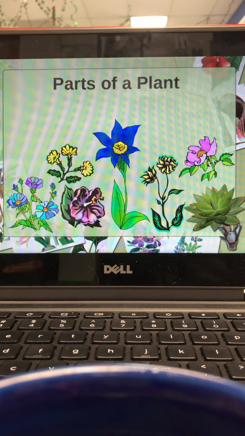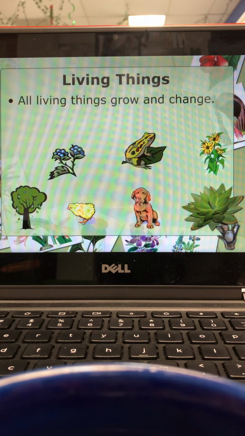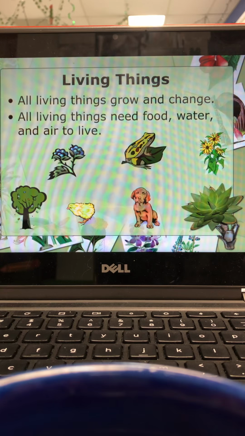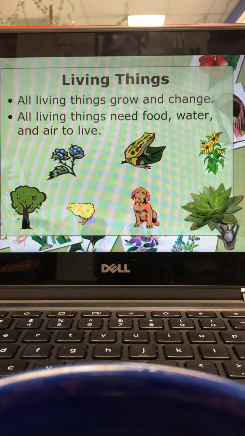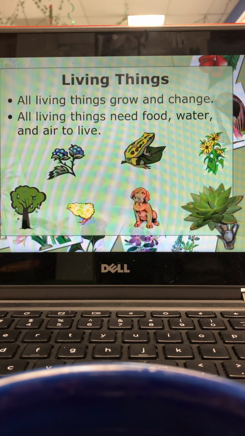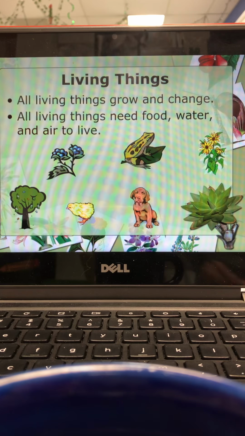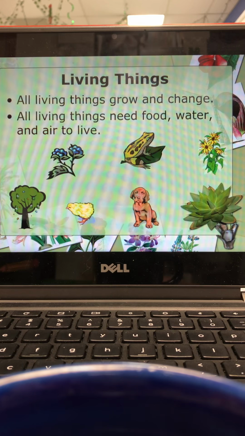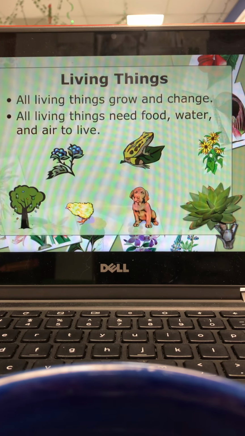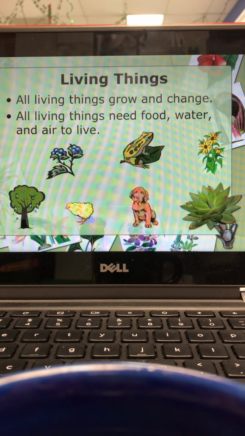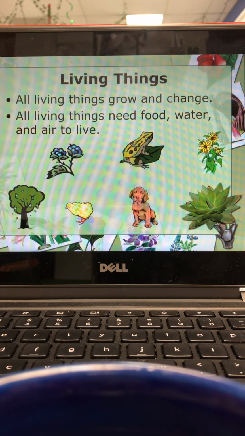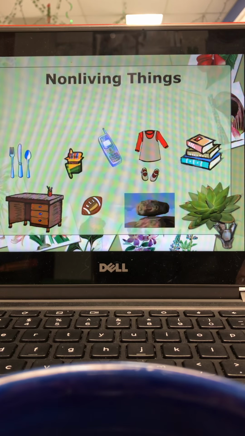So what we need to know first is what makes something living and what makes something non-living. Anything that is a living thing just means that they grow and they change. All living things need food, water, and air to live. And we know this. We've talked about the human body. We know that our body has different functions, and all living things have these different functions, including plants.